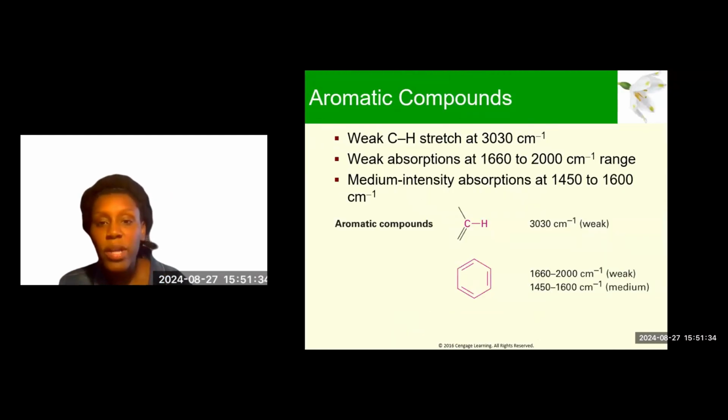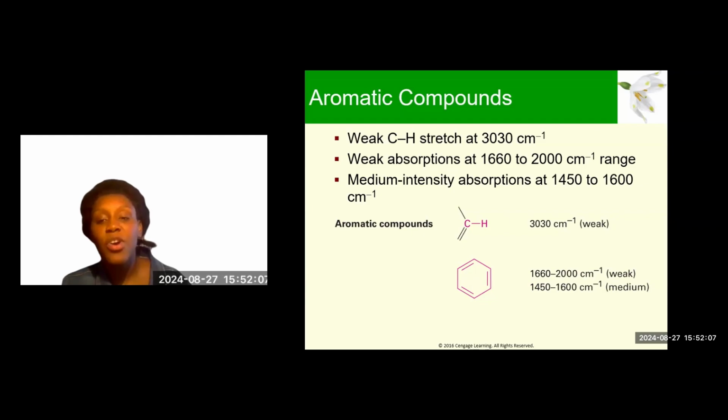So next, we're going to talk about aromatic compounds. Aromatic compounds do have the arene, and because you have the arene, you have something that's a little bit unique to it. You're still going to have your carbon hydrogen stretch just above 3,000 because you do have sp2 carbon hydrogen stretching. But it'll be a very weak stretch, okay? But you will have that.